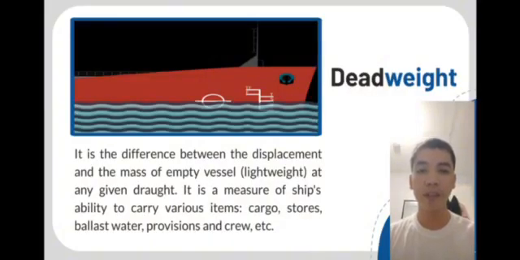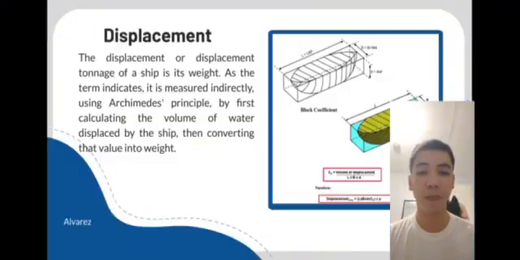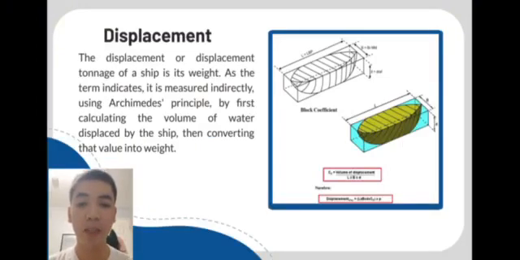Deadweight is the difference between the displacement and the mass of the empty vessel, or lightweight, at any given draft. It is a measure of the ship's ability to carry various items such as cargo, stores, ballast water, provisions, and crew. Second, displacement. The displacement or displacement tonnage of a ship is its weight. As the term indicates, it is measured indirectly using Archimedes' principle by first calculating the volume of water displaced by the ship, then converting the value into weight.